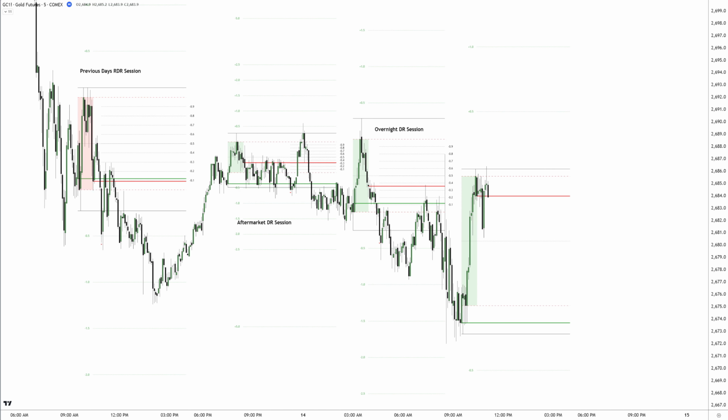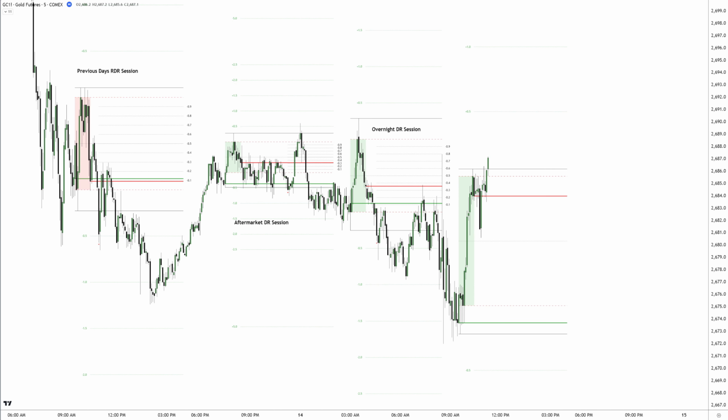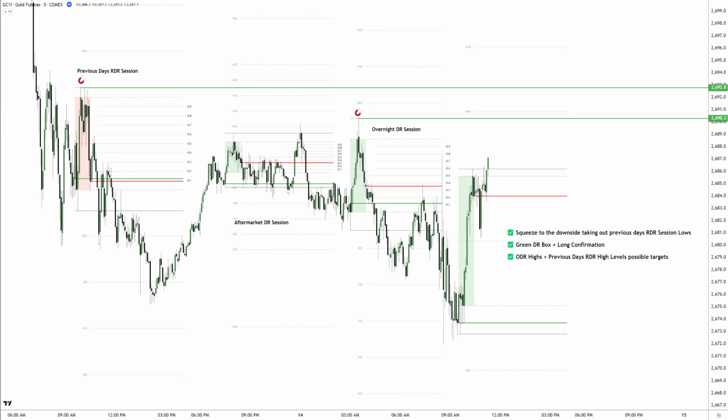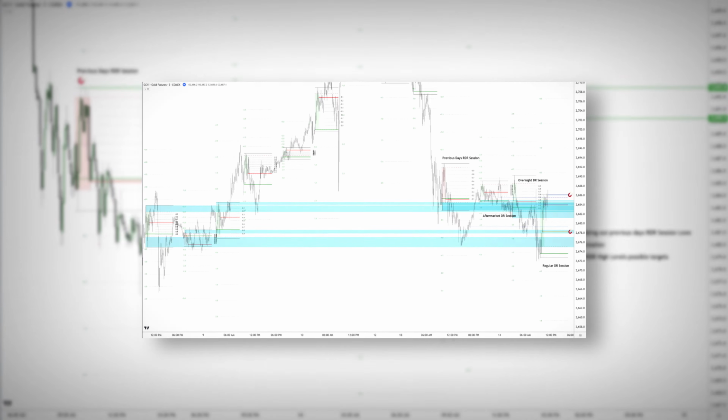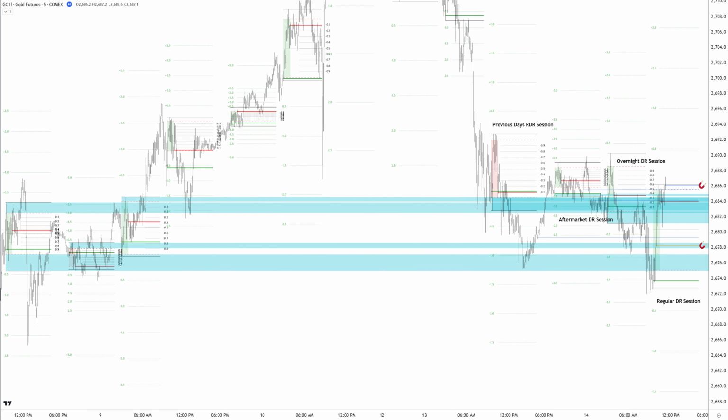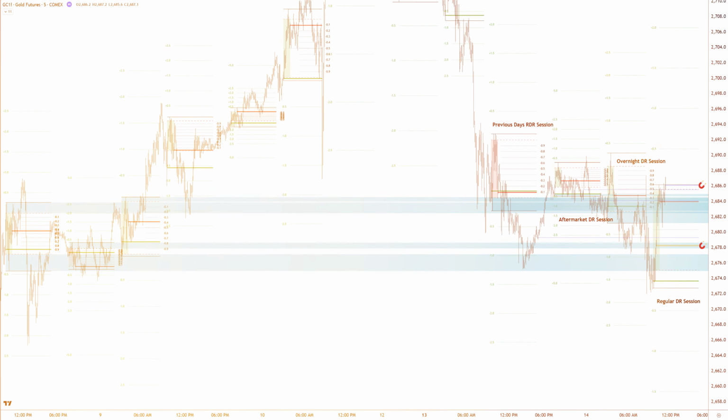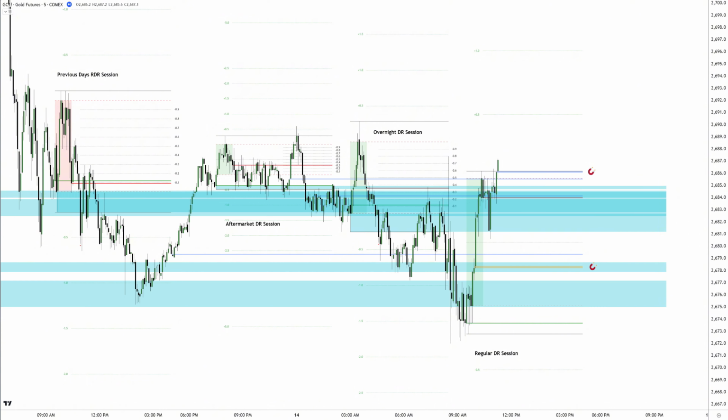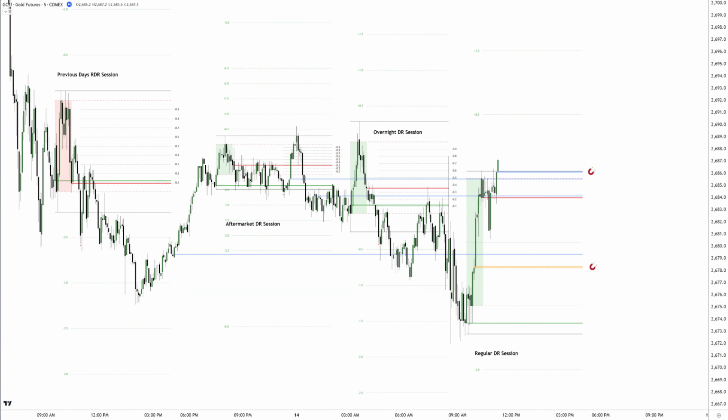With a green DR box and a long confirmation in the regular DR session, the bias shifts to the long side. Key target areas include the overnight DR session highs and the previous day's regular DR session highs, supported by standard deviation levels. Highlight critical WIBs and GIBs as well as previous DR session levels that align with the current defining range. These areas provide additional context and potential zones for decision making.